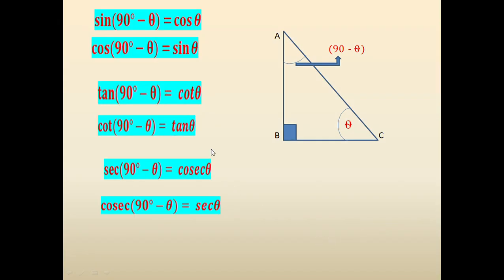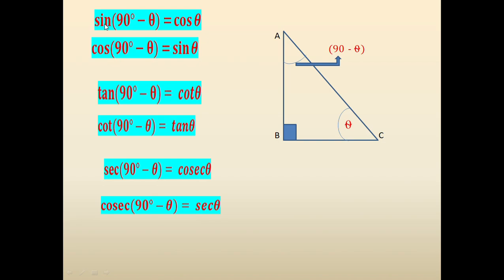Thus we are getting these 6 relations in complementary angles of trigonometry. The 6 relations are sin 90 minus theta is equal to cos theta, and cos of 90 minus theta is equal to sin theta. Similarly, tan and cot are interrelated, and sec and cosec are interrelated. It is very simple to memorize.